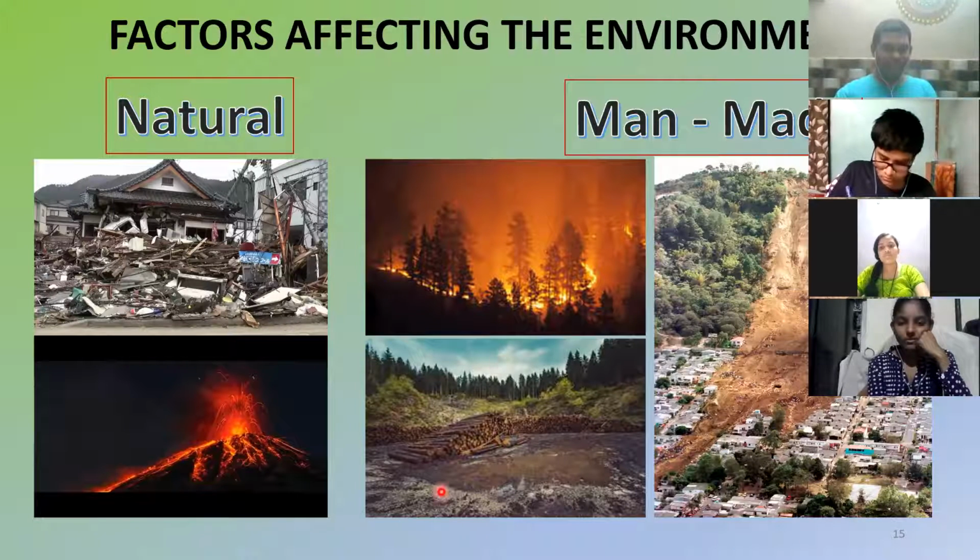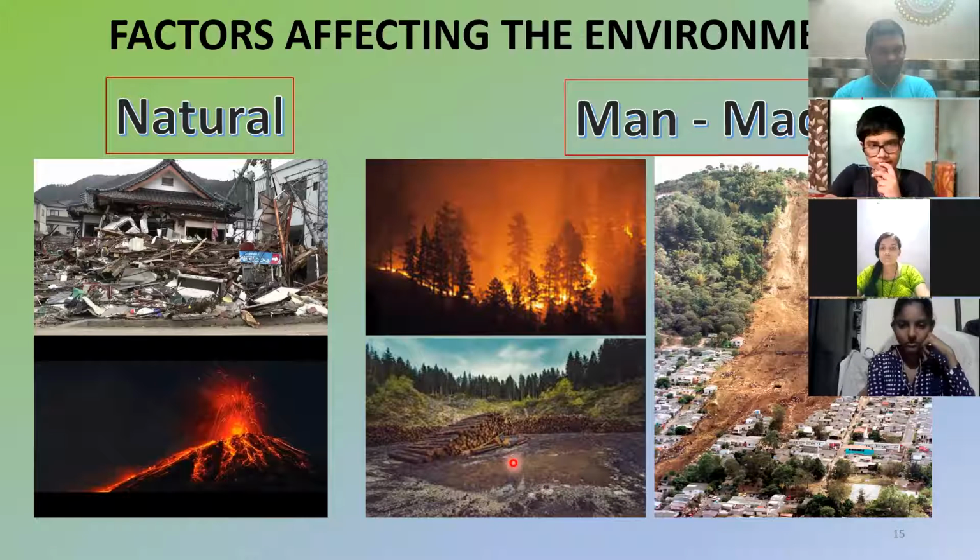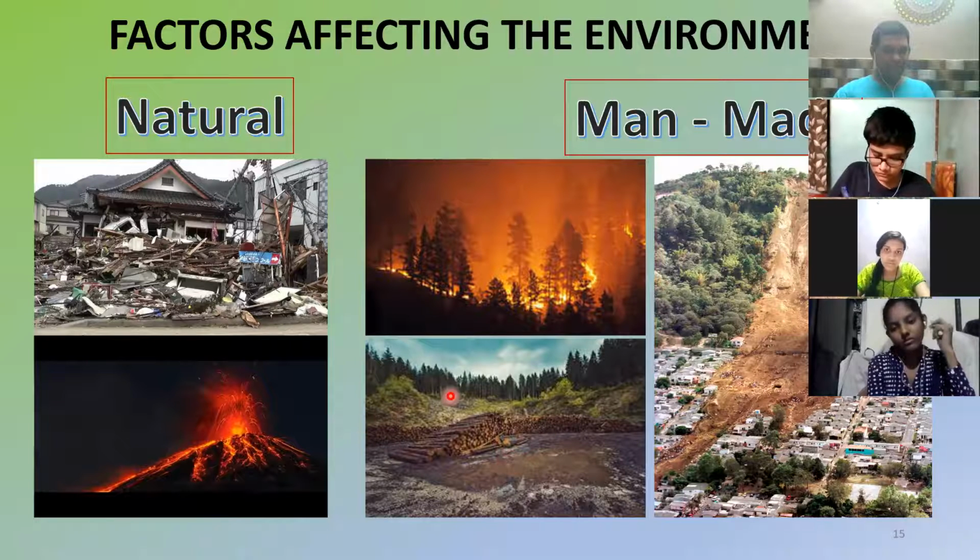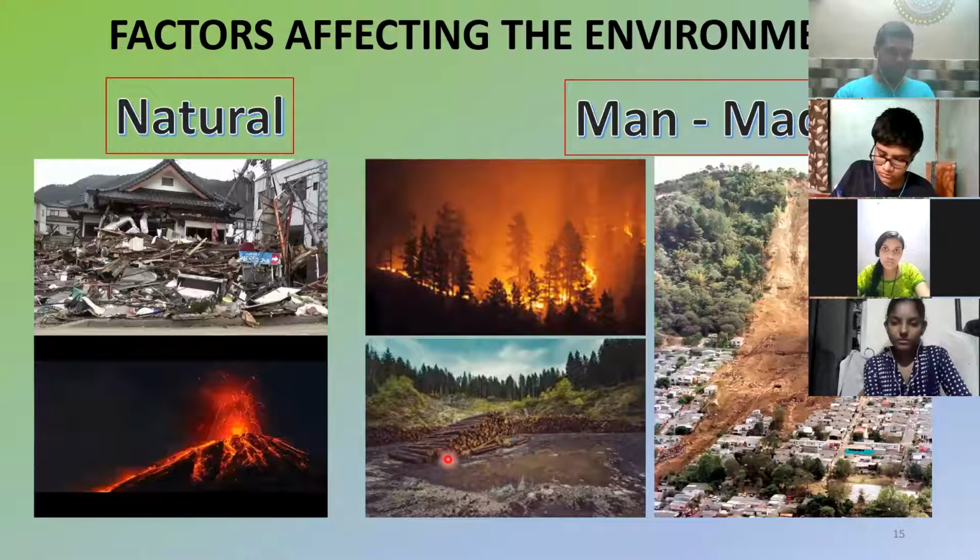What is this one? Second one below. It is deforestation. You can see the trees are cut and you can see the logs of wood which are kept over here. Trees are cut for wood, forests are cut. So you know very well that many forests are being cut for obtaining wood for timber, and because of that forest areas are reducing, correct?